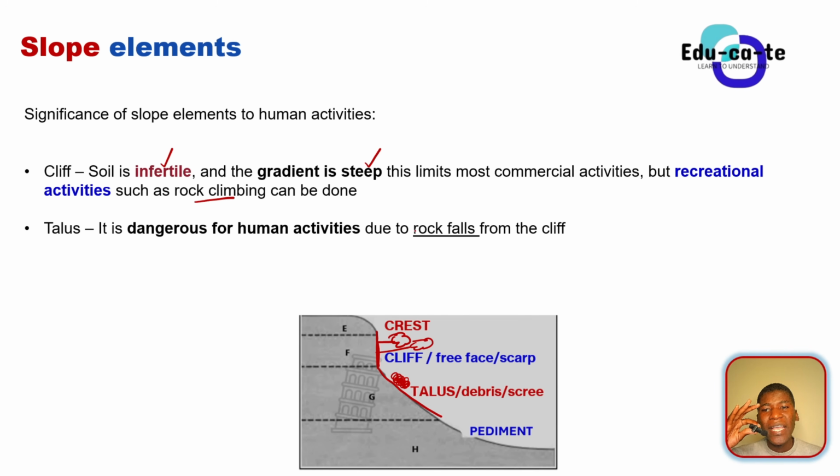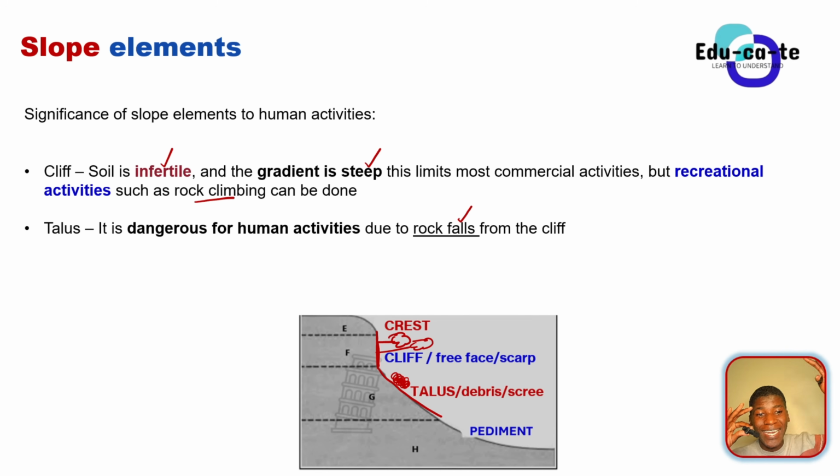So here, it is very dangerous for humans to do any activities due to the rock falls from the cliff. Rocks are falling from the cliff, and then those rocks fall on the talus. So if you want to do commercial or economic activities at the talus, you have many limitations. You may try to build your house, but it is going to be crashed down even while you're still building it, because rocks that have been weathered at the crest are continuously falling from the top.